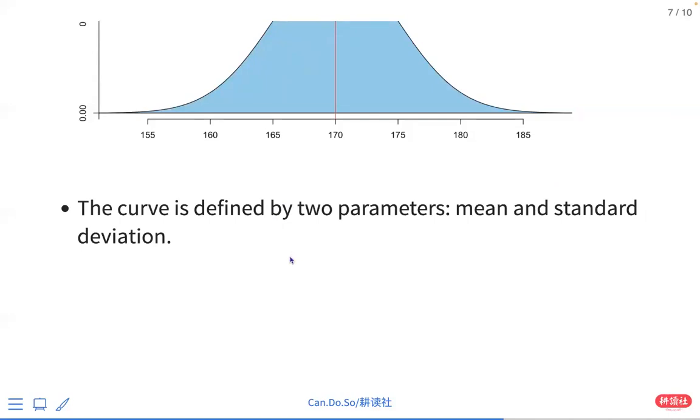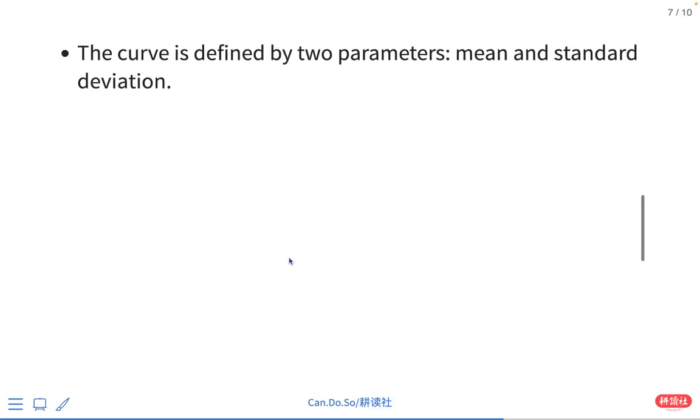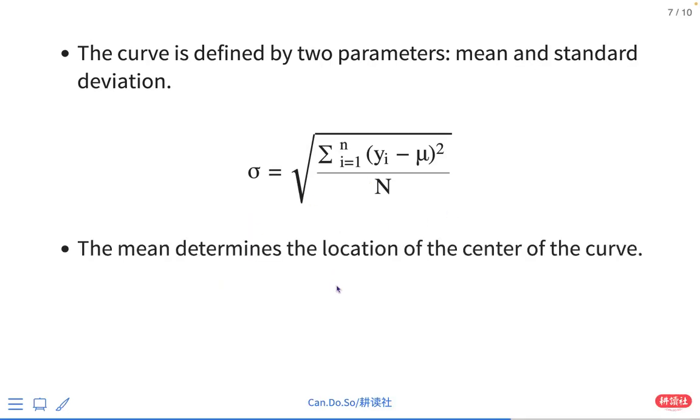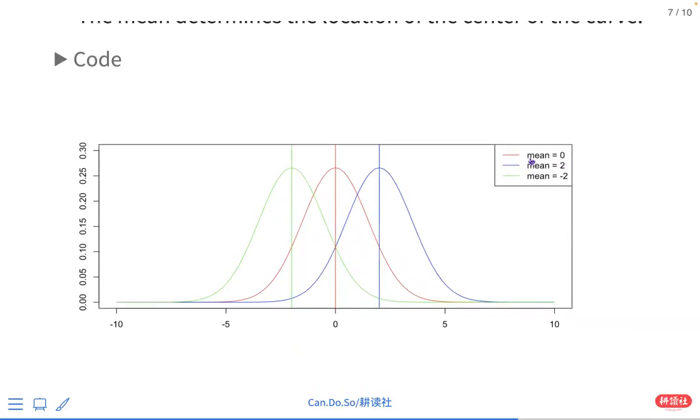And the curve is defined by 2 parameters, mean and standard deviation. The mean we have shown, and this is the standard deviation formula. The mean determines the location of the center of the curve. You see the red one has mean 0, the green one has mean -2, and the blue one has mean 2.